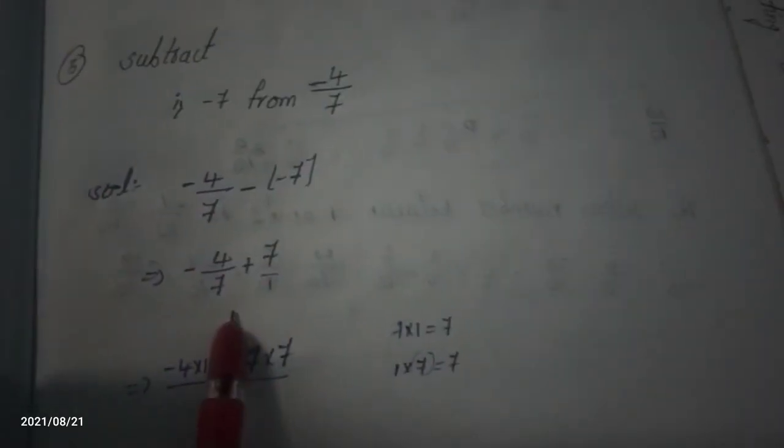Come to the next step. -4 by 7 is as it is. Minus into minus is plus, so I'm writing plus 7, that is 7. Here, where nothing is there, I am writing 1 as the denominator. Now you have to find the LCM of 7 and 1. The denominators are 7 comma 1.